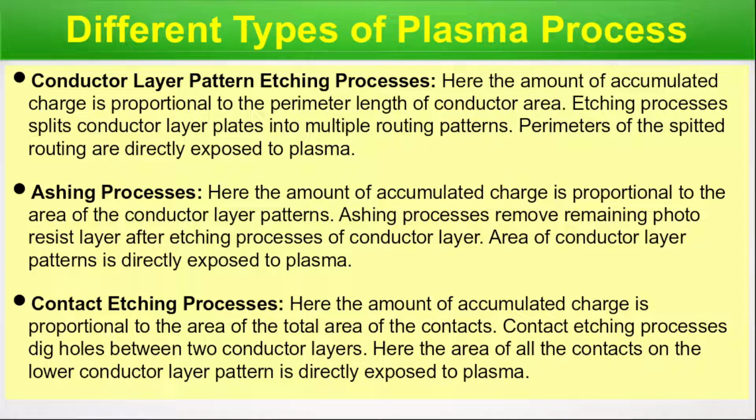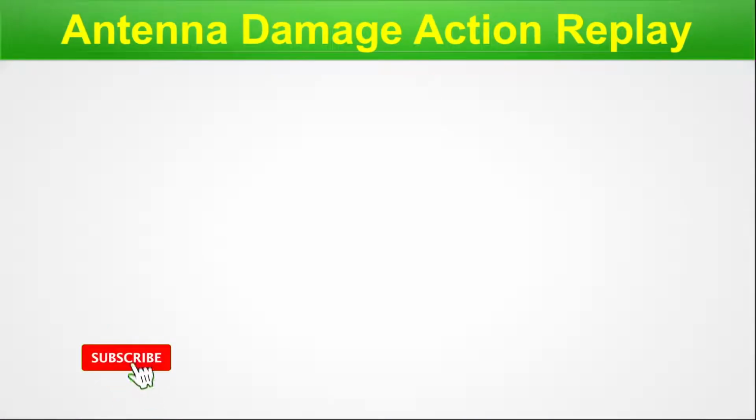Now you are familiar with the 3 different plasma processes that are used in semiconductor CMOS processing, and in these particular process steps, the plasma affects the metal layers and may create the antenna problem in different ways. We're done with this particular slide. Let's move on to the next slide.